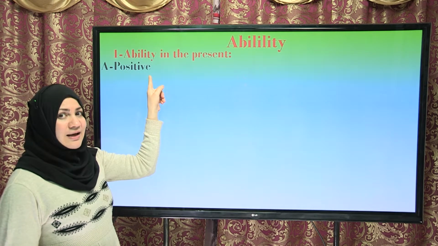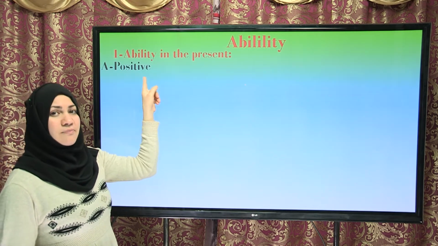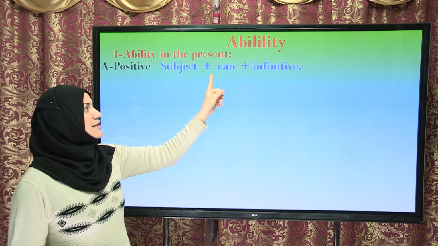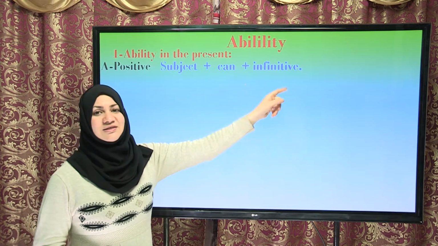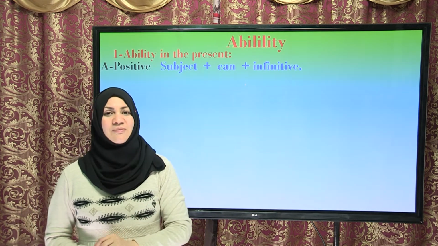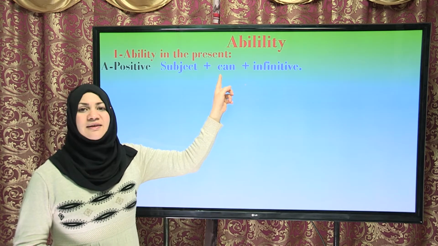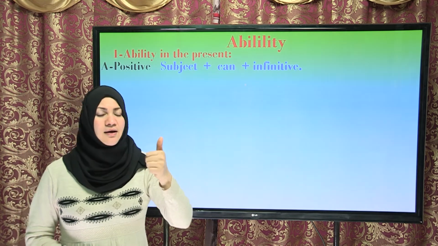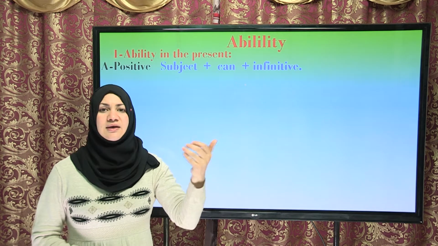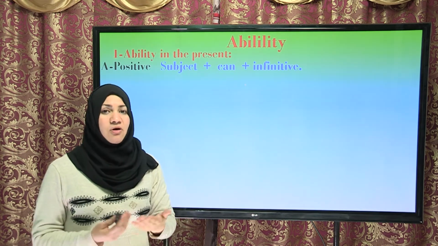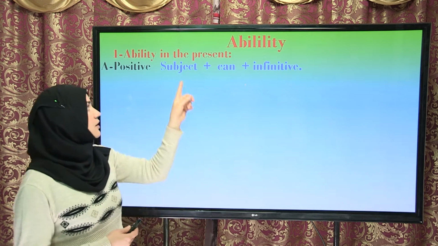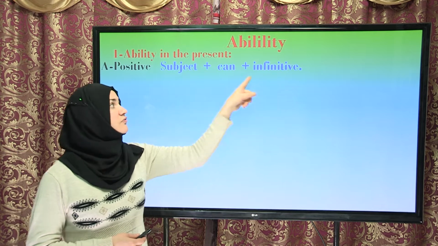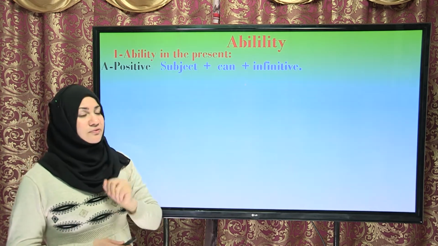Positive form, as usual. We have the positive, affirmative form: subject plus can plus infinitive. Yes, the modal verb that expresses ability is can. Positive: we have the subject, which means I, you, we, they, he, she, it, or maybe the name of a person, the name of an animal, anything. It means subject plus can plus infinitive. So this form is positive.